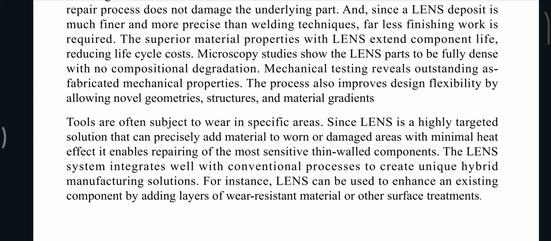The LENS system integrates well with conventional processes to create unique hybrid manufacturing solutions. For instance, LENS can be used to enhance an existing component by adding a layer of wear-resistant material or other surface treatment.